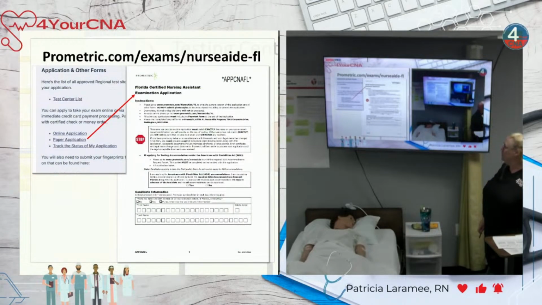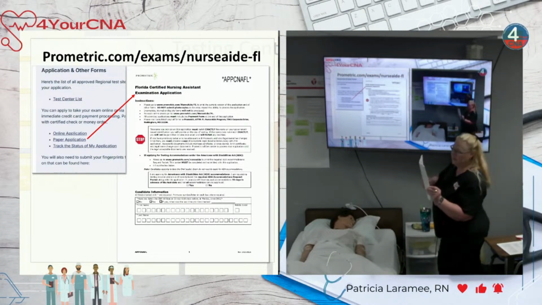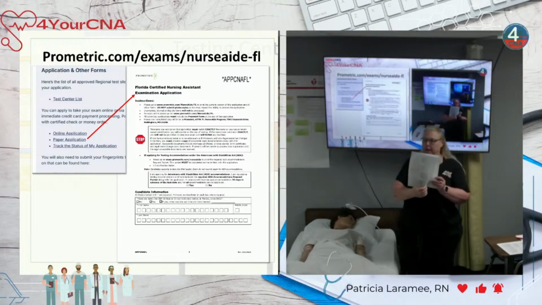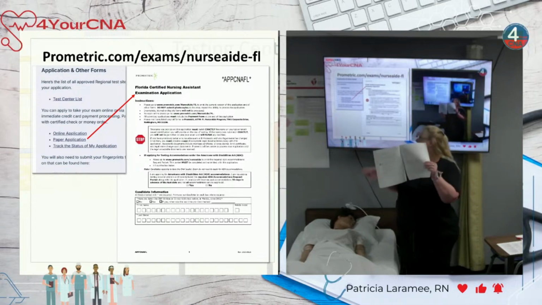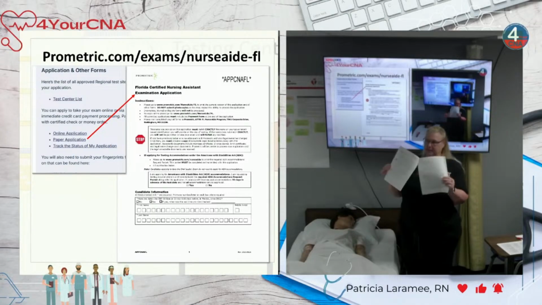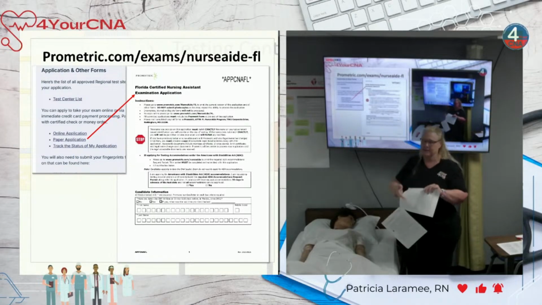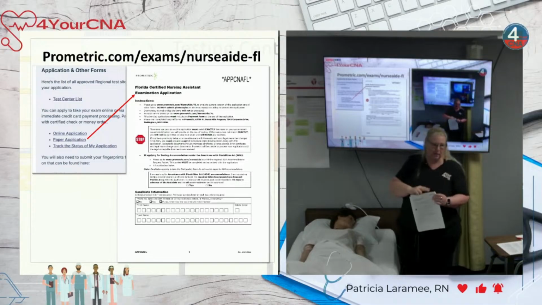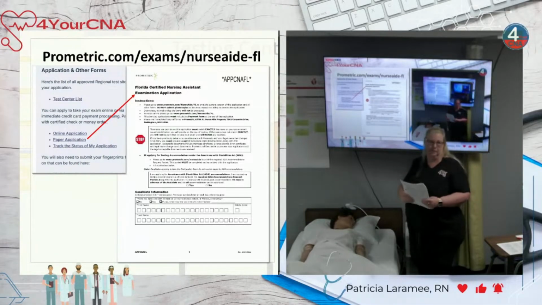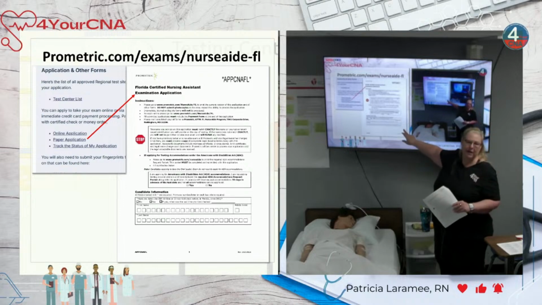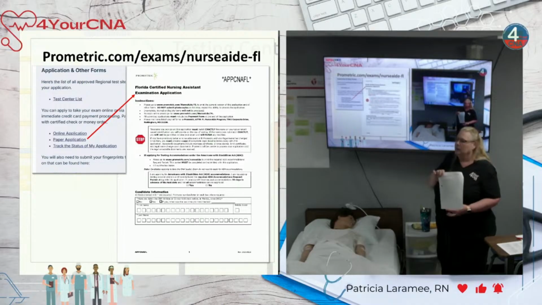All right, so let's go to the actual application, which is this packet. Okay, this packet. Go past page 1. Go past page 2. And on the back side of the second sheet, you'll see this page. This is where we're at. Okay, find this page. This is the paper application.